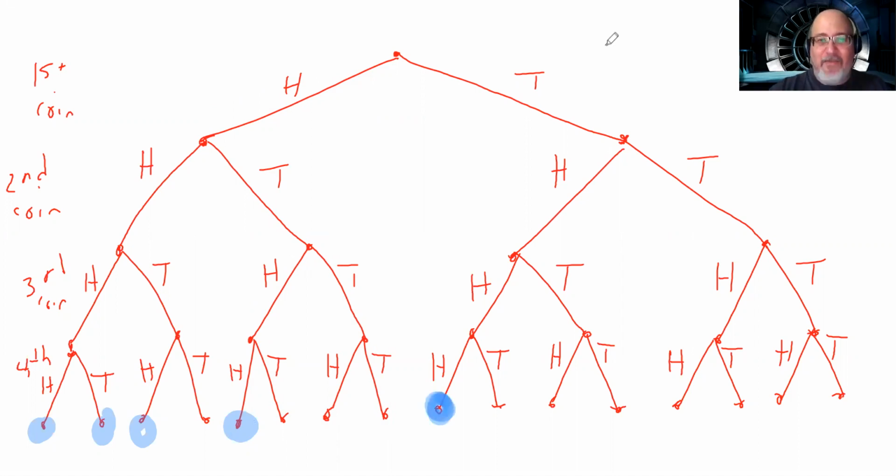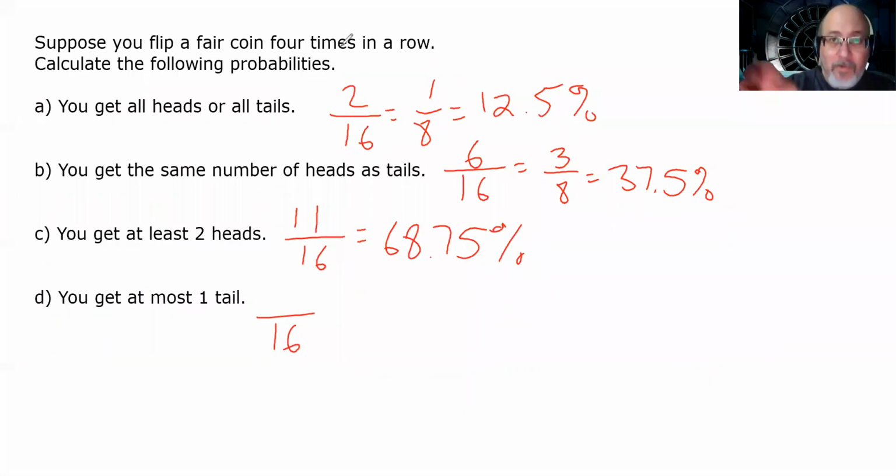Does this branch have at most 1 tail? Yes, just the one at the top. I believe the rest of them will fail. This one has 2. This one has 2. This one has 3. All these on the right will have 2 because they start out tail. So we don't want any of those. So it looks like 5 have at most 1 tail. Come on, let's cooperate. 5 have at most 1 tail, which is going to be 31.25%.